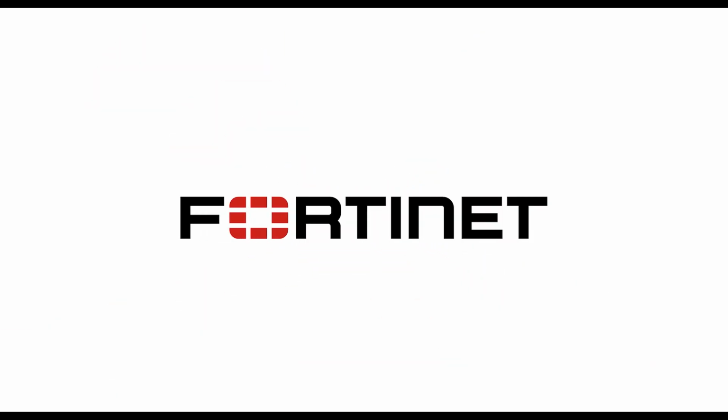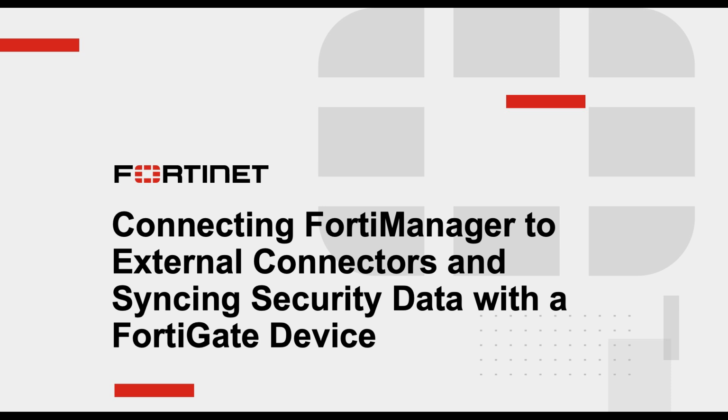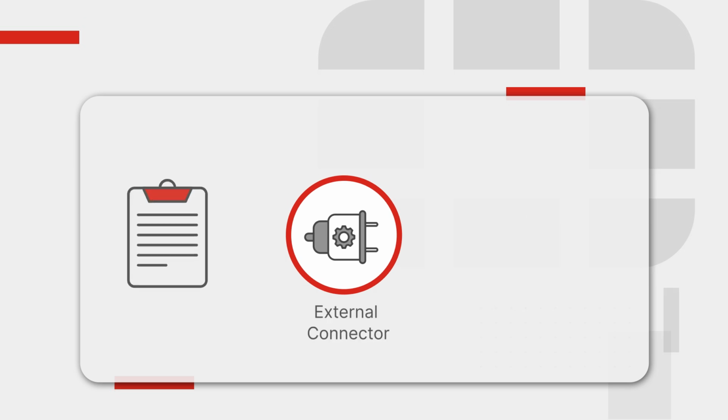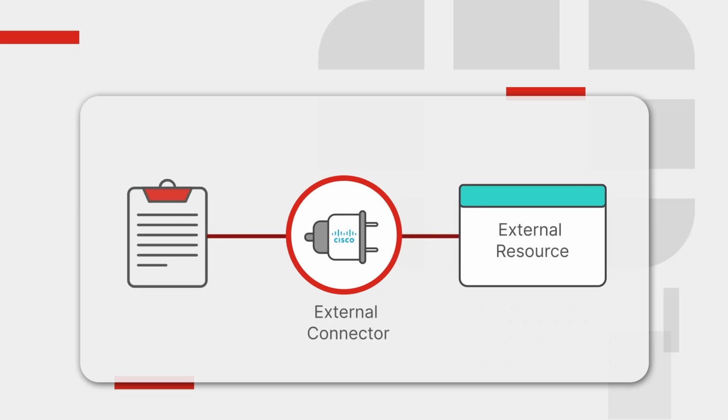Hello and welcome. In this video, we will talk about how external connectors are used on FortiManager to automatically synchronize real-time data such as resource tags, endpoint groups, IP addresses, and user IDs from platforms like Cisco ACI and Guardicore Centra. External connectors are configured either for FortiManager to connect to the external resource or for the FortiGate device to connect to the external resource directly.